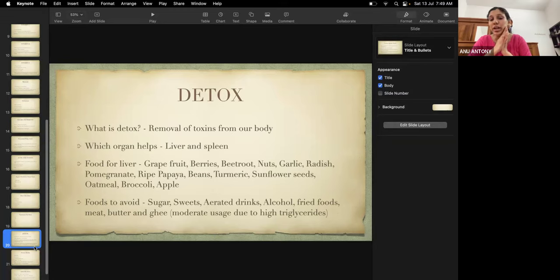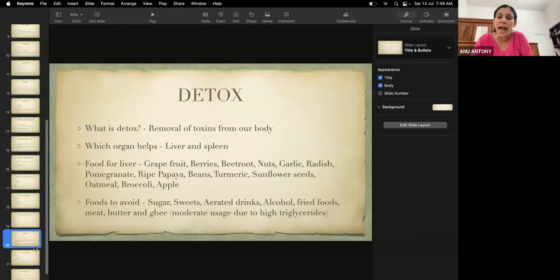And the organs which help with this are the liver and spleen. See, the liver helps in removing the toxins and also helps with proper digestion. The spleen also helps with proper blood cell formation. So we have to see that our liver and spleen are in good health.